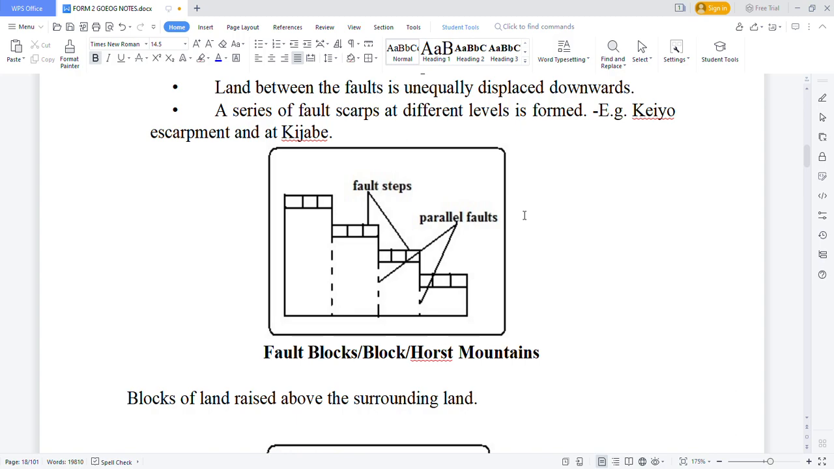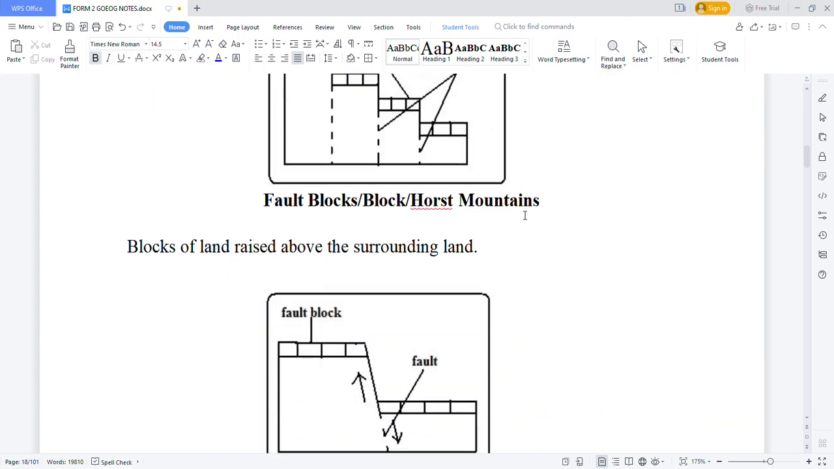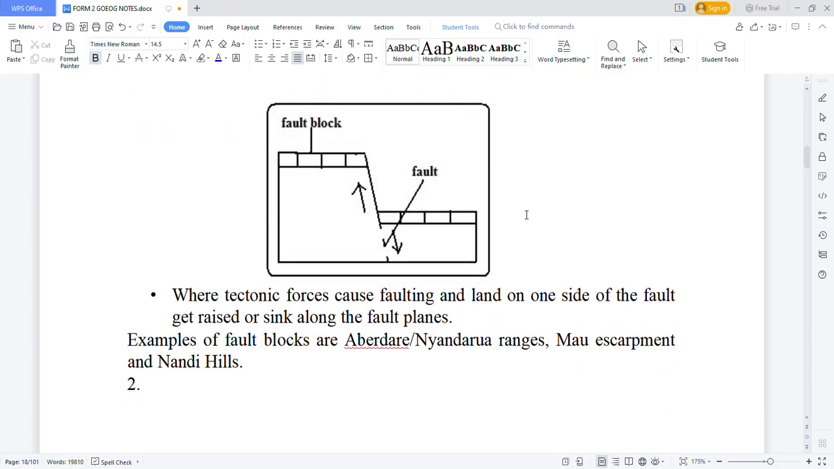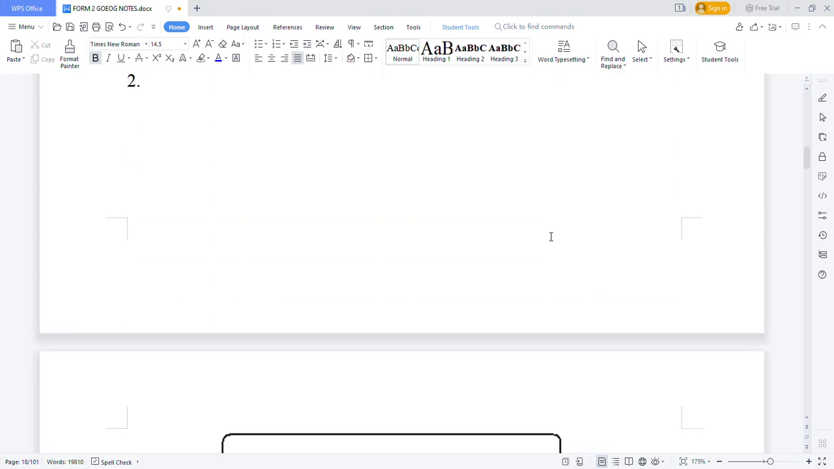Fault blocks, also called block or horst mountains, are a feature formed due to faulting. They are blocks of land raised above the surrounding land. When tectonic forces cause faulting, the land on one side of the fault gets raised or sinks along the fault planes. Examples of fault blocks are the Aberdare or Nyandarua ranges, the Mau escarpment and Nandi Hills.